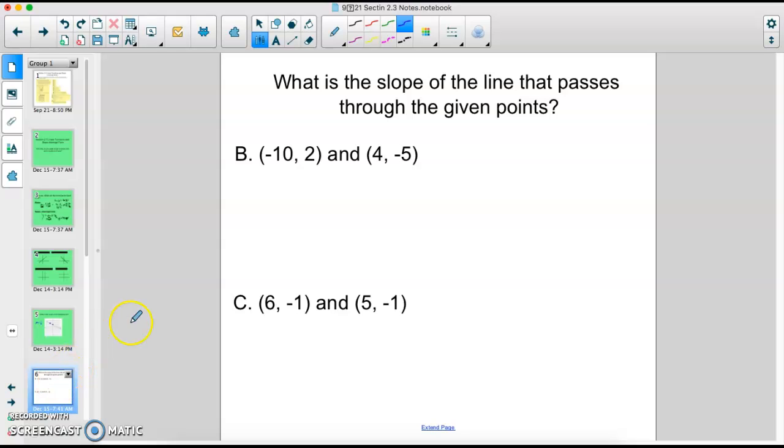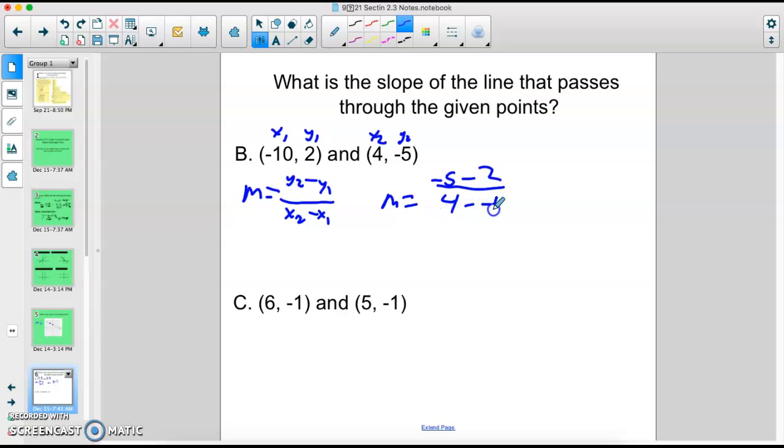Now for this one, we don't have a graph. We can't just count out the points. We have to actually use the equation. If you remember, it's y2 minus y1 over x2 minus x1. So we plug in our points. m equals y2. We'll call this y2. This would be x2. This would be y1 and x1. And so we'll start out with the y2 as negative 5 minus 2. Now since we started with the negative 5, we have to start with the 4 minus negative 10.